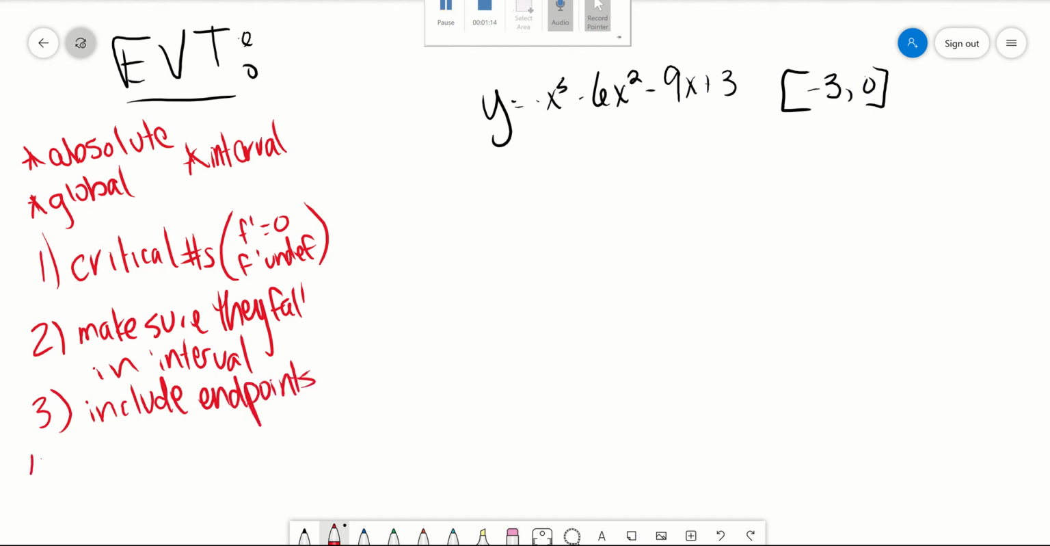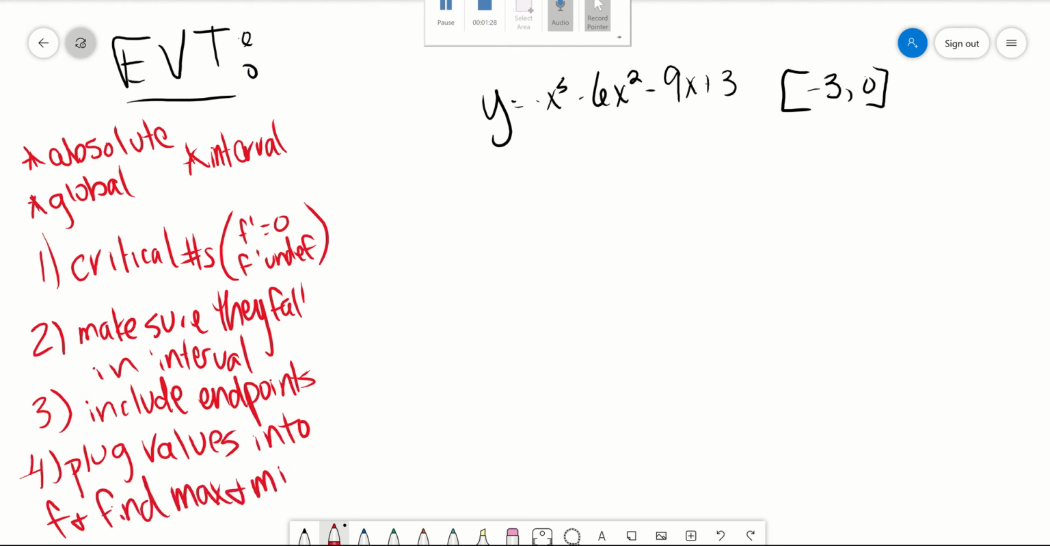Once you include your critical numbers in the interval and your endpoints, you plug values into the function and find the literal max and min. So it's just like the first derivative test. You set your first derivative equal to 0 and solve for your critical numbers. But once you do that part, you've got to make sure you're looking just at that specific interval.